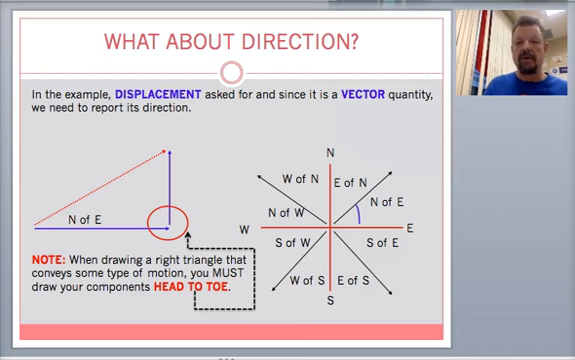Note, when you're drawing a right triangle that conveys some type of motion, you must draw your components head to toe. So it will be the head of this to the toe of the second vector. This is the toe, this is the head, to the next toe, going to the head, and you draw it from this point to this point. So this particular vector is going north of east.